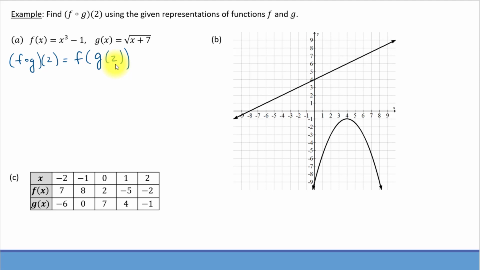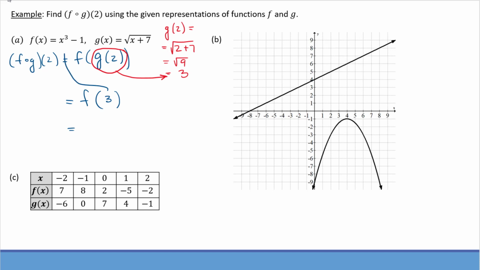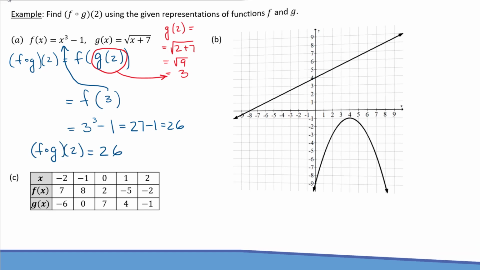I'll do this work on the side. So g of 2 equals square root of 2 plus 7. That is square root of 9, or just 3. Okay, that means that g of 2 should be replaced by 3. So my next step is to write f of, and instead of g of 2, I'm writing 3. And what I need to do next is to find f of 3. To do that, I'll simply plug in 3 into function f. So that is 3 cubed minus 1. That's 27 minus 1, which is 26. So f composed with g of 2 equals 26.